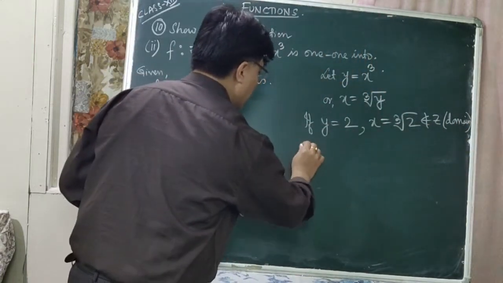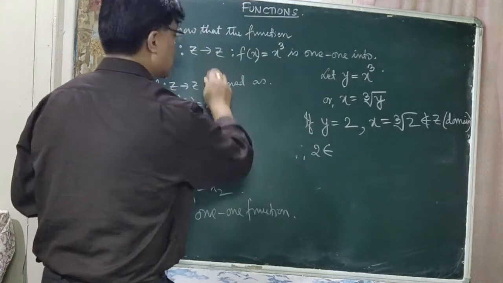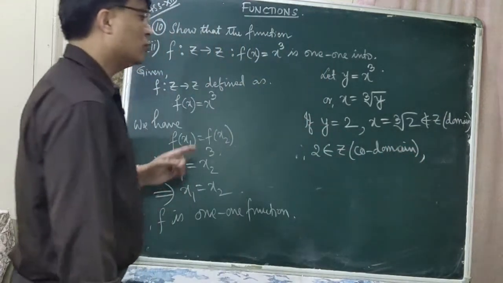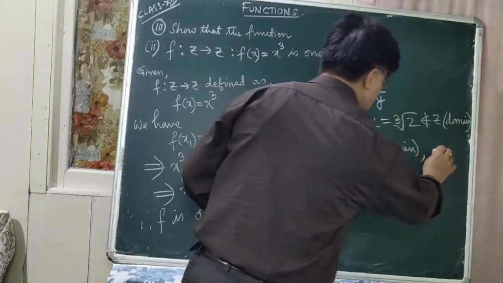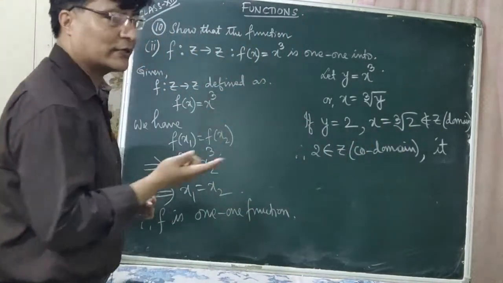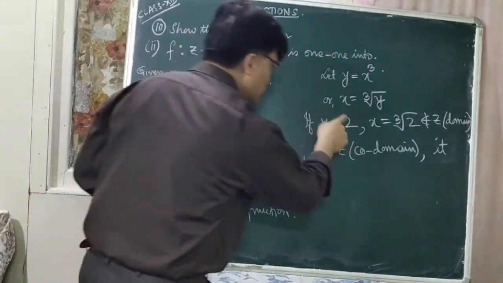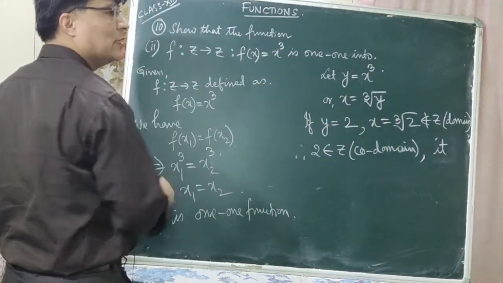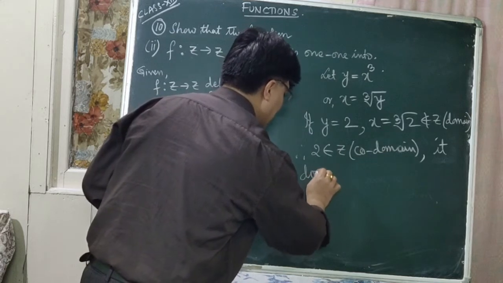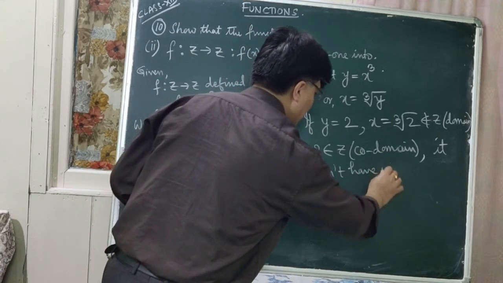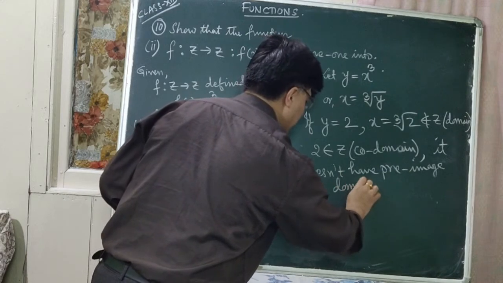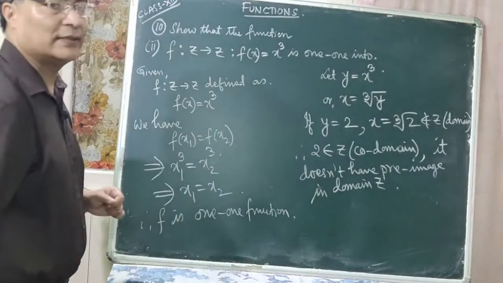Is that clear? So therefore here we see that 2 belongs to the Z integer. That is your codomain. So 2 belongs to Z codomain. It does not have, that is, if you put y is equal to 2, x is equal to cube root of 2, which is not an integer. That is, it does not belong to the Z domain. So this 2 does not have any pre-image in the domain Z. Okay. So therefore you know that 2 belongs to Z codomain. So it does not have pre-image in domain Z. So I think you've understood it.